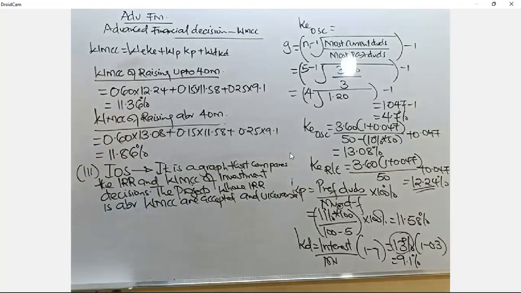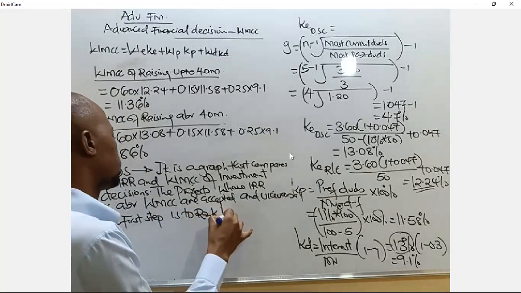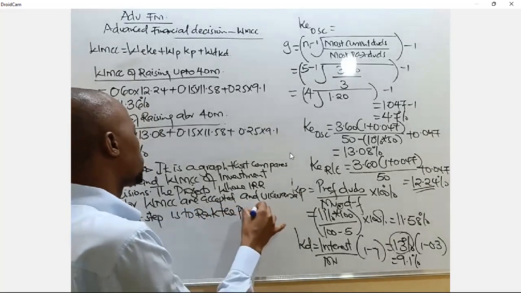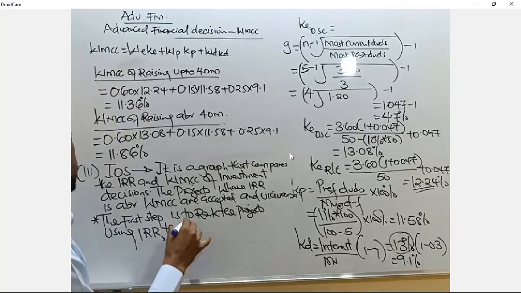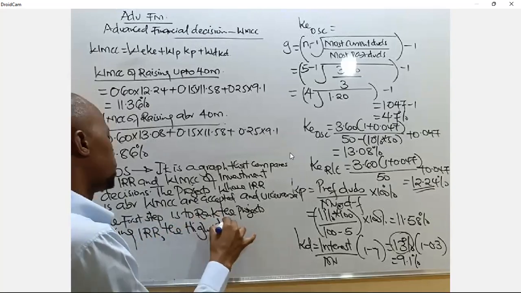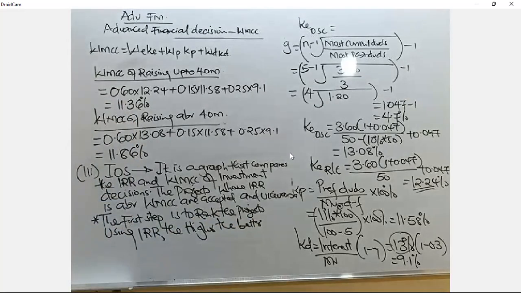So the first step, let me put this point, is to rank the projects using the internal rate of return, and we say the higher the better the project. The higher the better. Let me just put it in that manner.